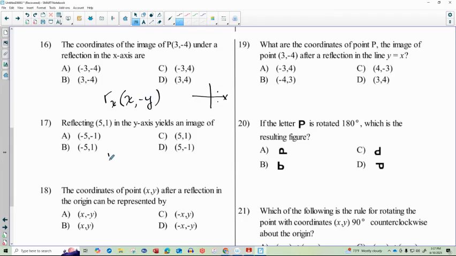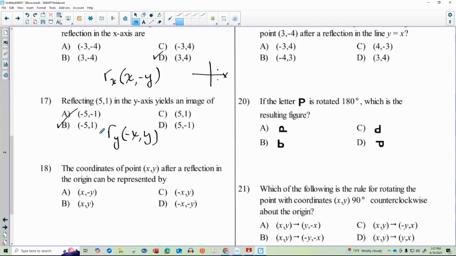And the opposite is here. When you reflect over the y-axis, you end up changing the x and keeping the y. So right here, you could see that if you keep the x and change the y, it's going to be 3, 4. And here, if you reflect over the y-axis, you're going to change the x but keep the y. So the 5 changes to -5, but the 1 stays the same.